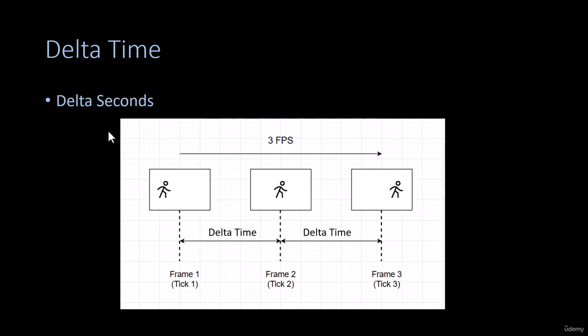Delta time, delta seconds basically means how much time or how many seconds have passed since the previous frame was rendered until the current frame is rendered. Well, suppose we have this little man walking to the right and our game is running 3 frames per second, and this is frame 1, frame 2, frame 3. So delta time, delta seconds basically are the time between these frames.